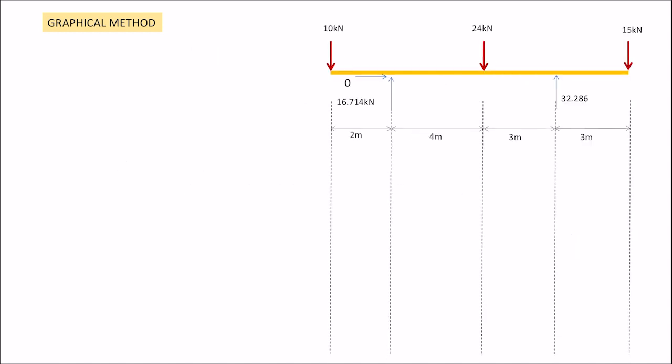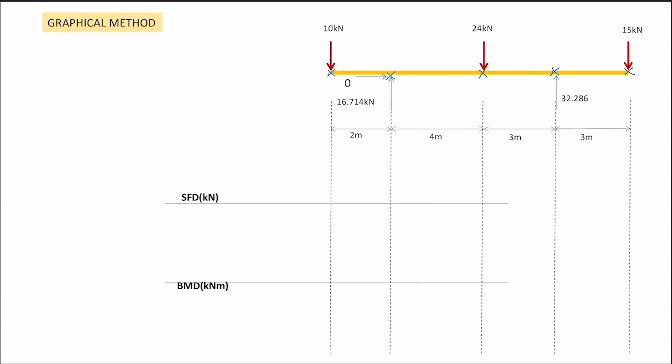As usual, you need to draw the line at each point along the length of the beam that has force, reactions, or loading. Sama je semua tu. We have here at 10 kilonewton, at the RA, at the 24, at the RB, and at 15 kilonewton. Therefore, we have 5 lines. We're going to start to draw from the very left. Okay, sama saja. SFD and BMD line.